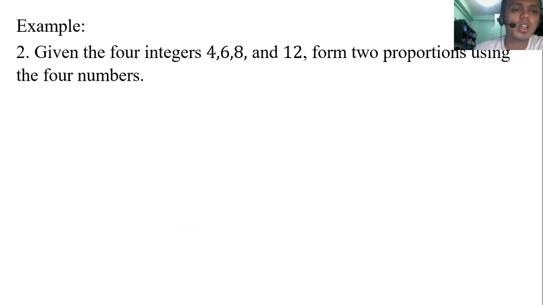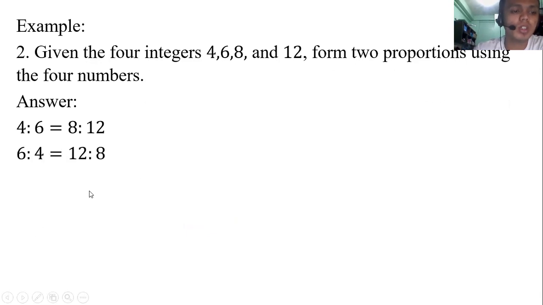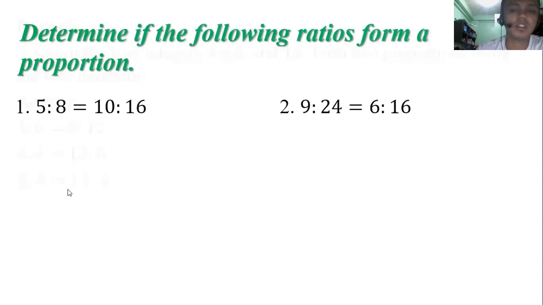Now, given the four integers 4, 6, 8, and 12, form two proportions using the four numbers. Using these four numbers, we will make a proportion. Let's try 4 is to 6 and 8 is to 12. Or also 6 is to 4 is equal to 12 is to 8. Also we have 8 is to 4 is equal to 12 is to 6. We can also make that a ratio. The 8 and 6 were just interchanged. It is still a proportion.